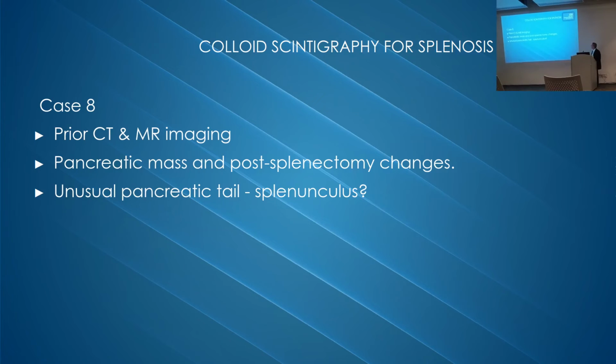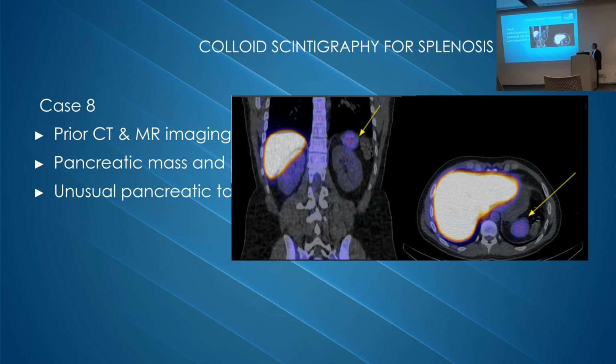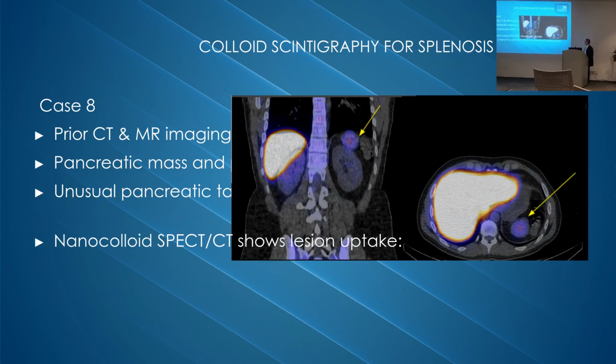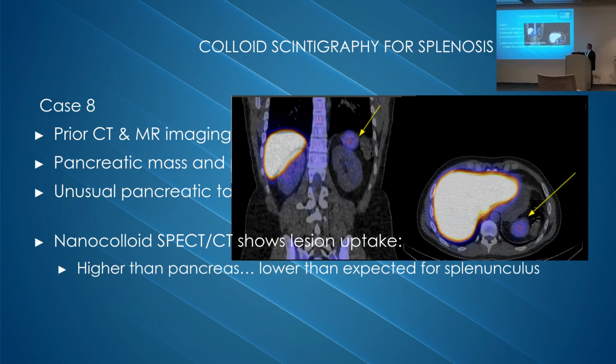Thank you. Just a couple to go. This patient had prior CT and MR imaging, pancreatic mass, post-splenectomy, unusual tail, so query splenunculus. So we'll skip straight to the fusion image. Here we can see hot liver, some uptake in the lesion. Anyone going to say anything either way? Splenunculus? No? We don't think so. So some uptake, but not avid enough to be splenunculus.